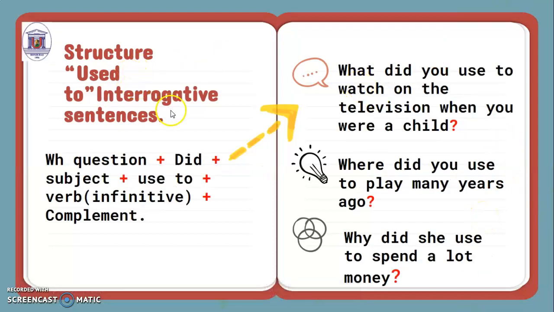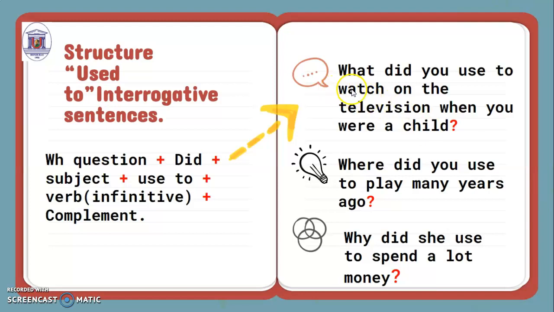Structure of used to in interrogative sentences, but with WH question. Okay, WH question plus did plus the subject plus use to plus the verb in infinitive plus the complement. Here we have the first one. What did you use to watch on the television when you were a child?